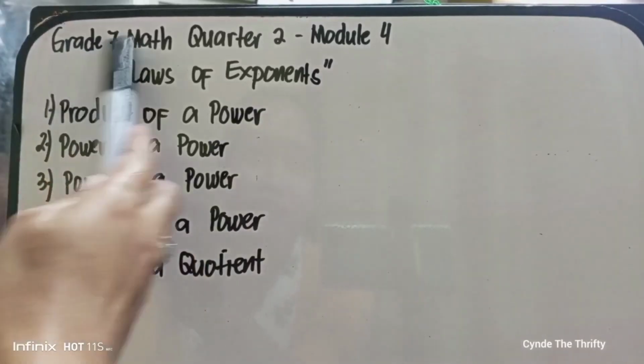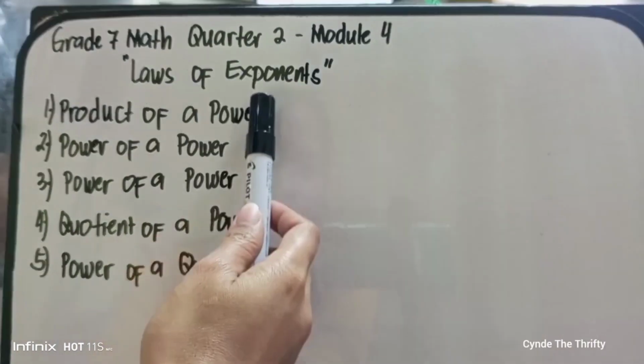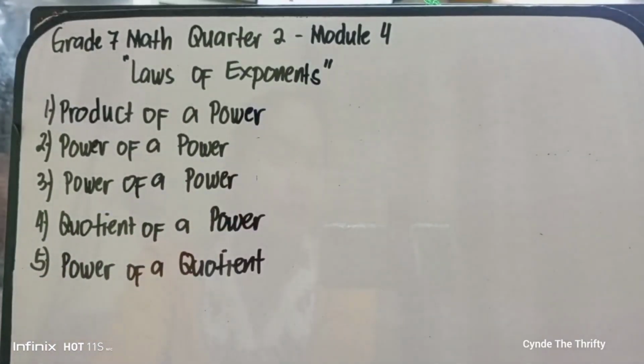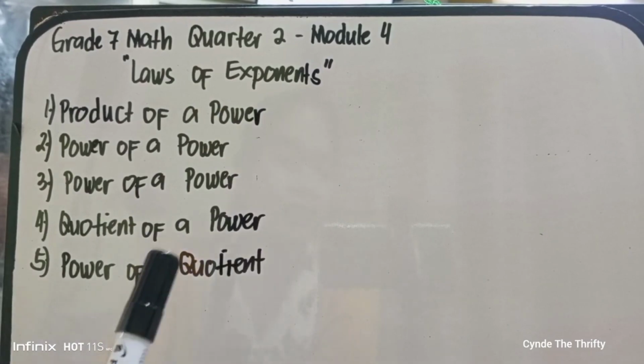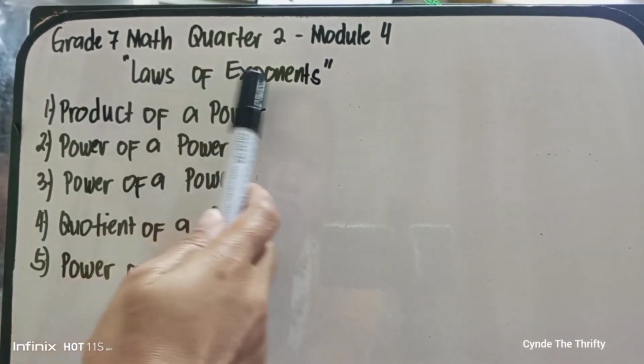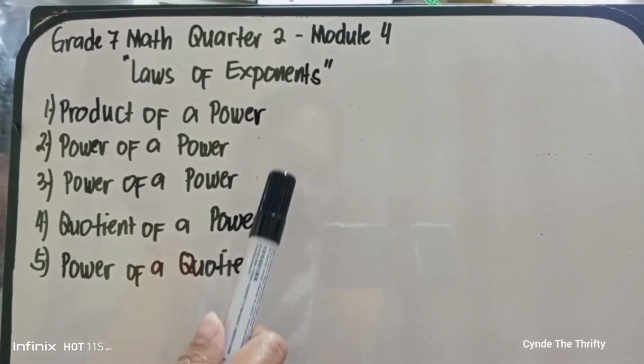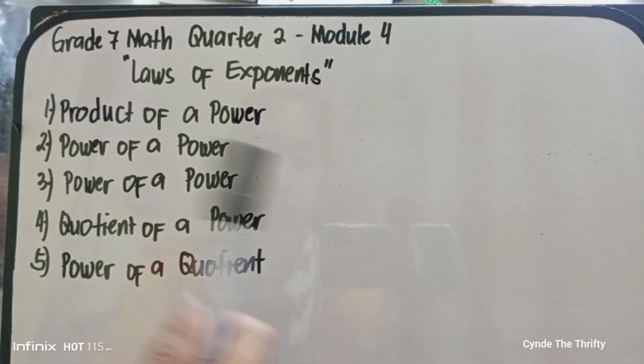That is grade 7 math quarter 2 module 4, laws of exponents. So ang previous lesson natin is about addition and subtraction of polynomials. Before tayo mag-proceed sa multiplication and division, pag-aaralan muna natin ang laws of exponents dahil ito ang gagamitin natin sa ating multiplication at division of polynomials.